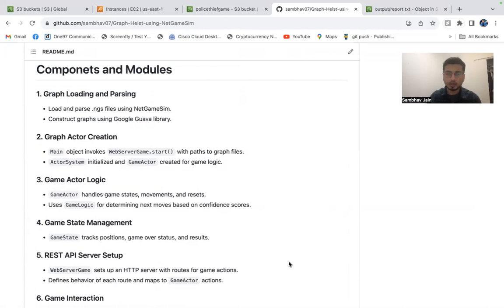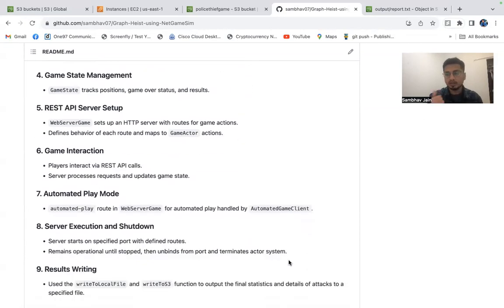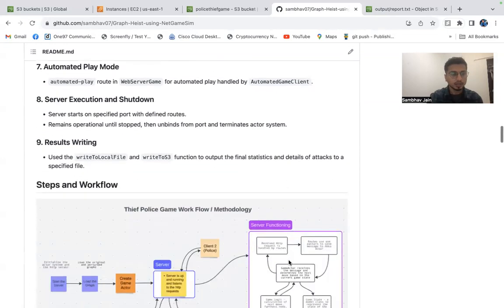One module is the actor module, which will have our actor itself. One is the API module, which will have the server, which will host all the endpoints. Then we have the service module, which will have the game logic. Then we have the game state class, which is representative of the state of the game. It holds information like whether the game is over or not, the last player, the result of the game right now, the thief position, and the police position. So these are the major modules we have. And then there is one more package for the automated client, where the logic for the automated client is.